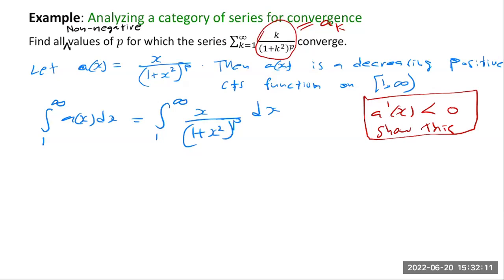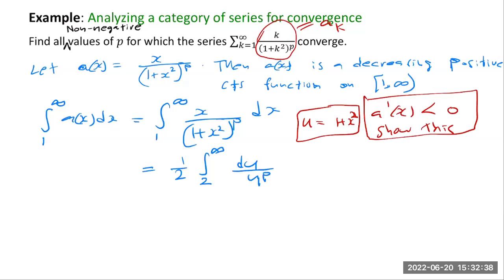Okay, we need to compute this integral. Of course, you can easily calculate this using u substitution. If you use u is equal to 1 plus x squared, that should give you an easy integral that you can compute. All right, so if you use the substitution, it will become 1/2 times integral from 2 to infinity du over u to the power p.